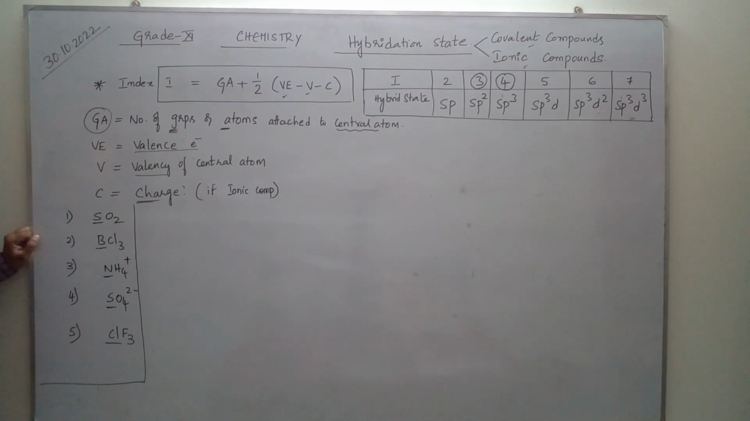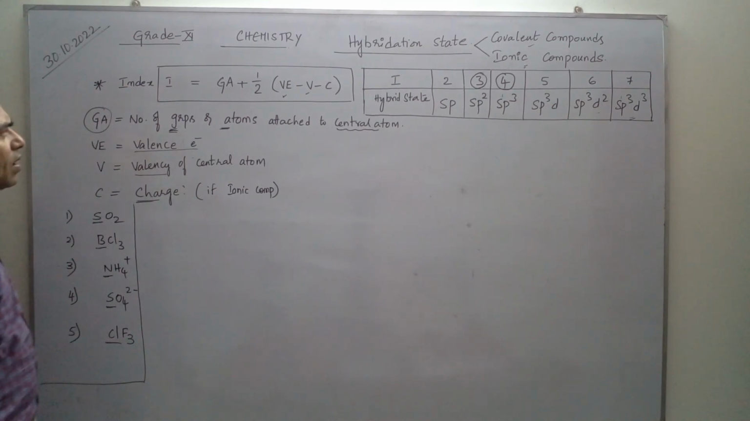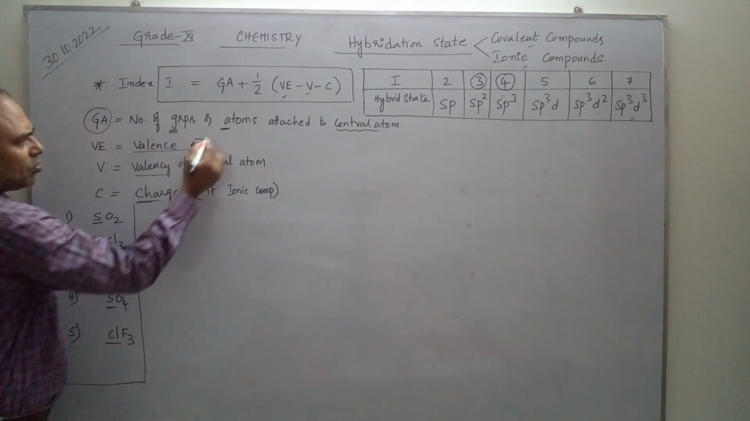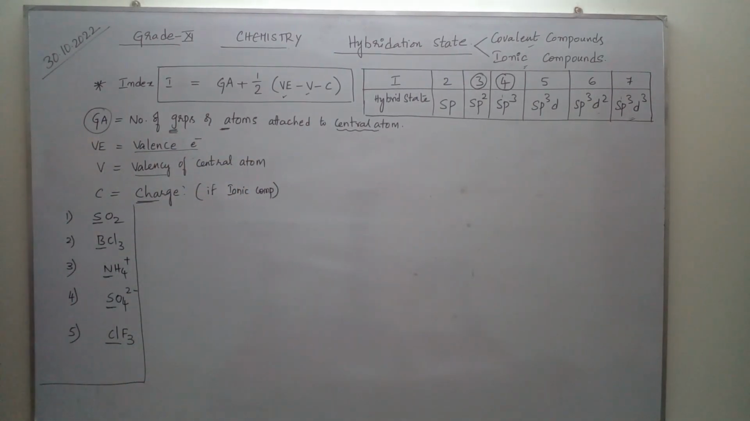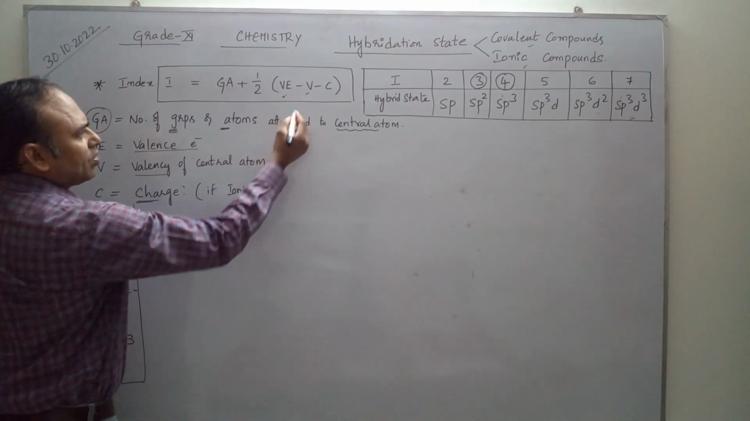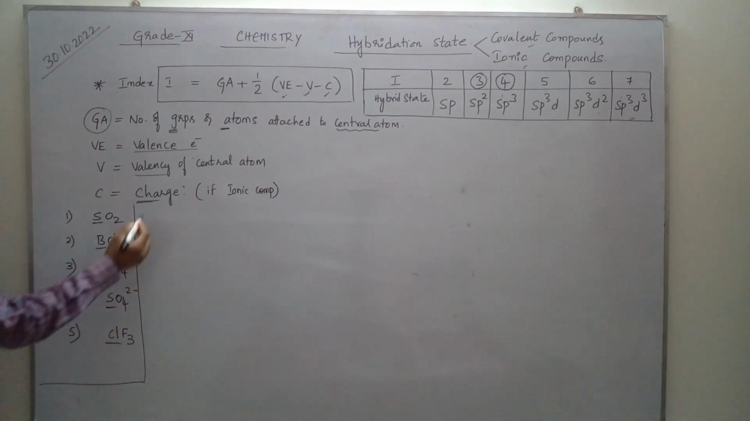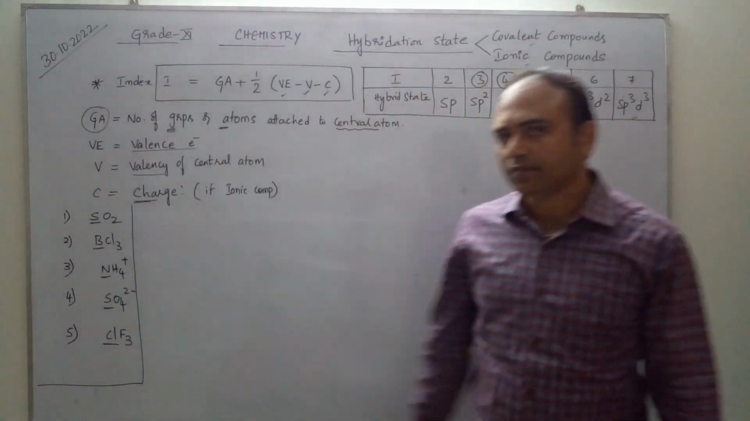What is the formula? The formula says to calculate the index number I, where I is equal to Ga plus half into Ve minus V minus C. What is Ga here? Number of groups or atoms which are connected to the central atom. And Ve is valence electrons, V is the valency, and C is the charge, if at all it is an ionic compound. So we are able to know the formula and the terms in that.